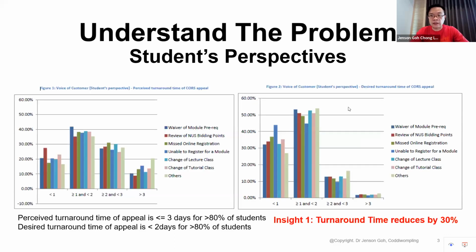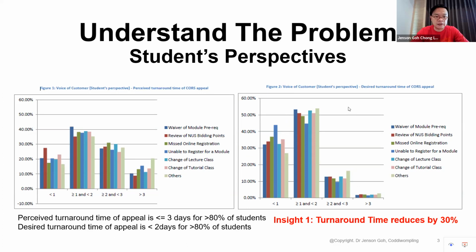So first step, we need to understand the problem. We took a lot of effort to try to understand from the student perspective how they view appeals. We collected data at the end of each module registration exercise, and we also have a logging mechanism within our system to track. We decided to find ways to collect the voices of our customers, in this case the students. We sent out survey questions, and tens of thousands of students replied to that survey. We asked them, given each appeal, what is their perceived turnaround time.